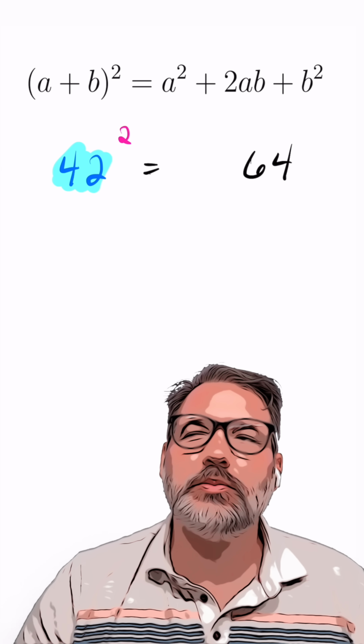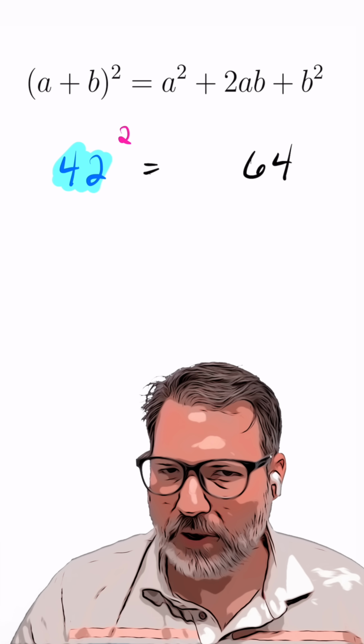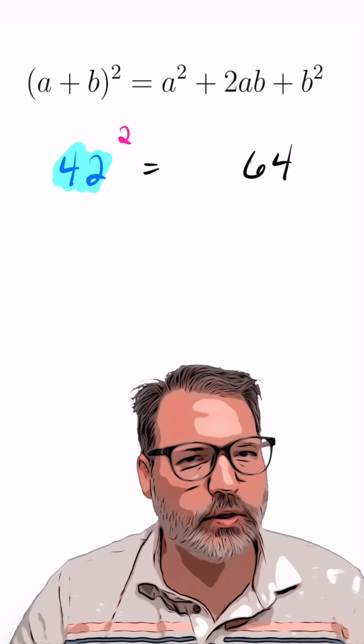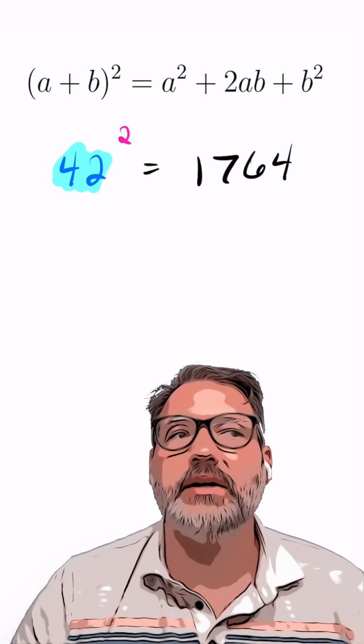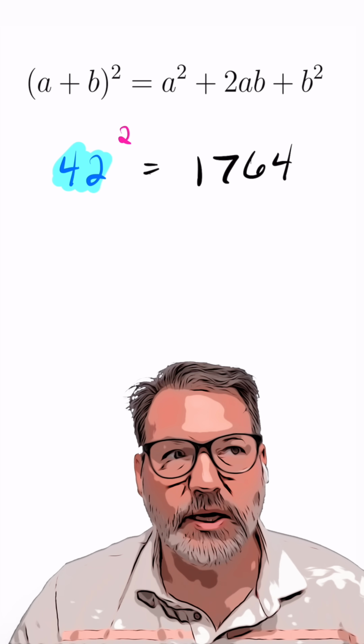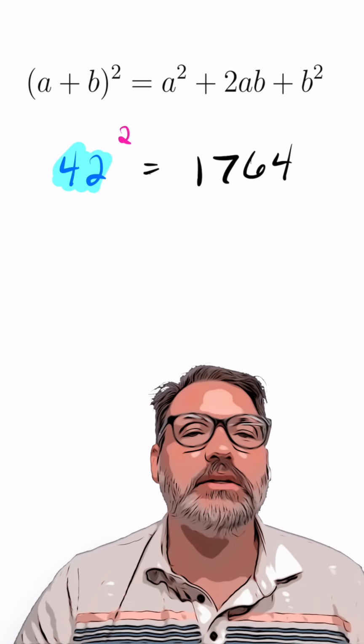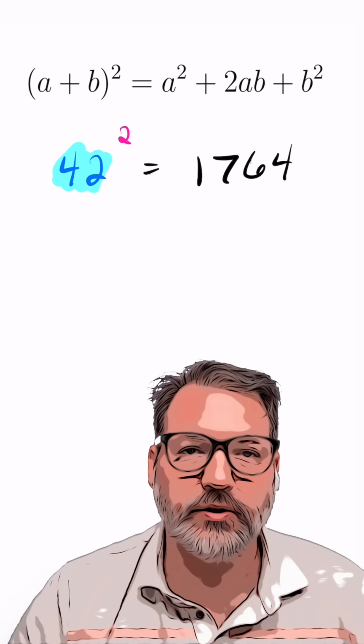Then I ask, how much bigger is 42 than 25? I know that seems random. We'll come back to it. 42 minus 25 is 17, and I write that down as the first two digits of my result, and there it is. 42 squared is indeed 1,764.